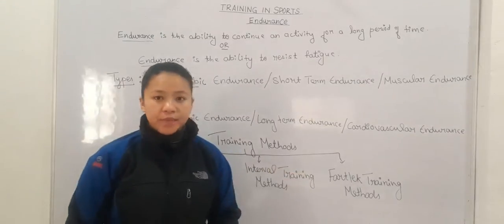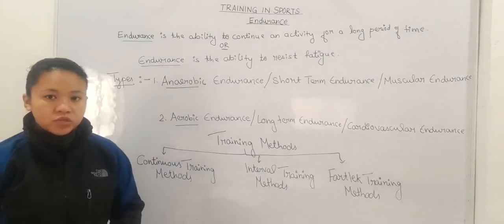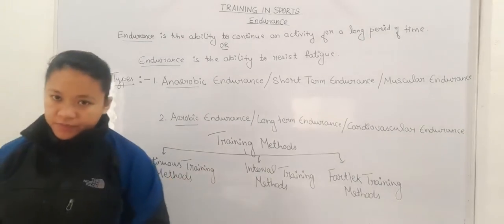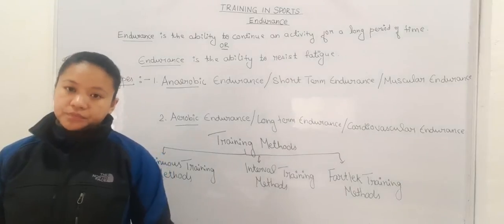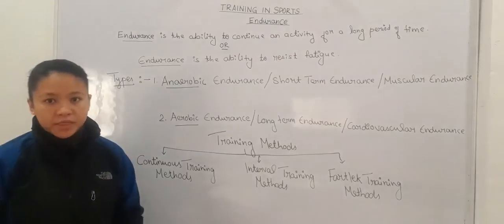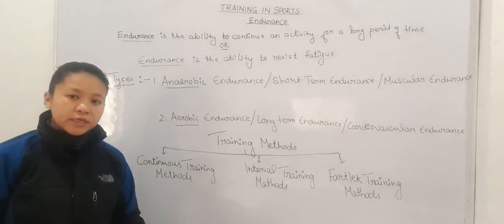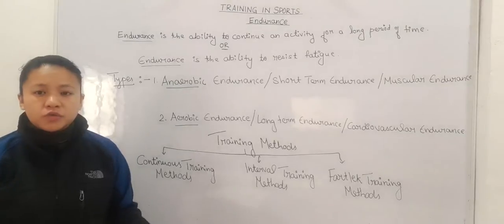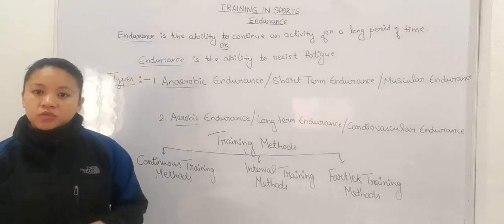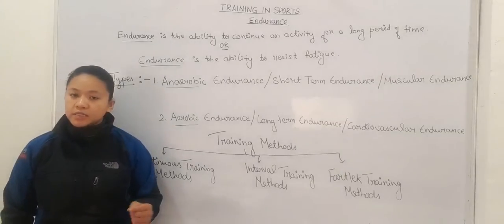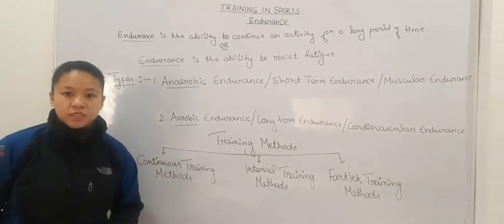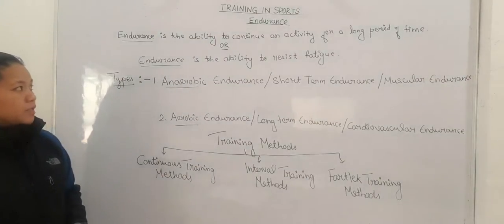And in fartlek training methods, we perform in the natural environment. The athlete uses his own speed. He may run fast, slow, jogging, running, etc. He is free to use his own speed, but the thing to be kept in mind is that he has to reach the end point in a desired time. These are the three training methods through which we can improve our endurance.